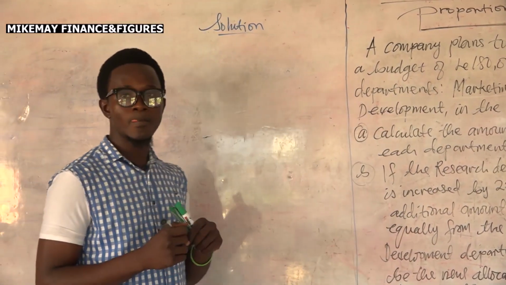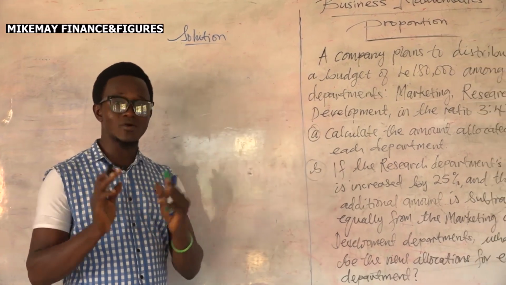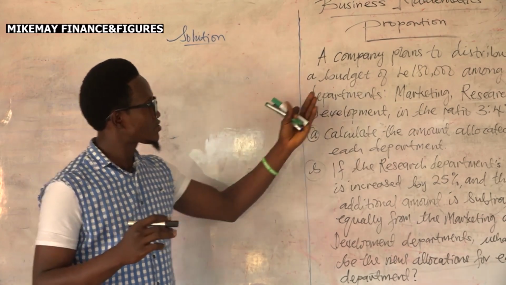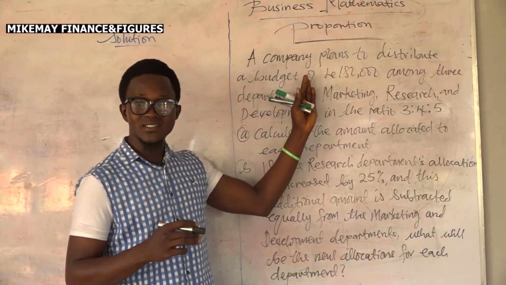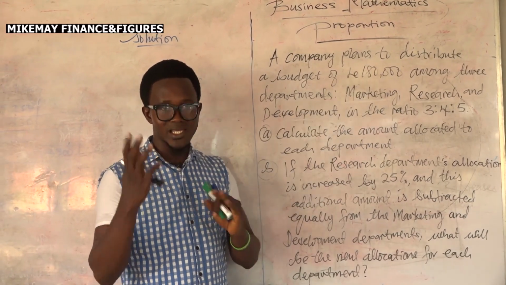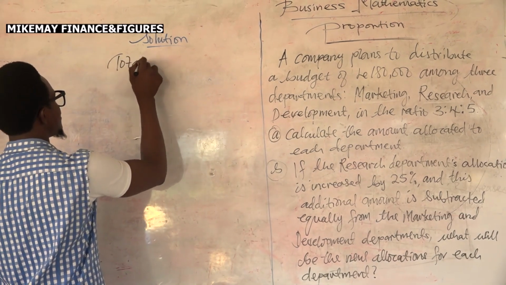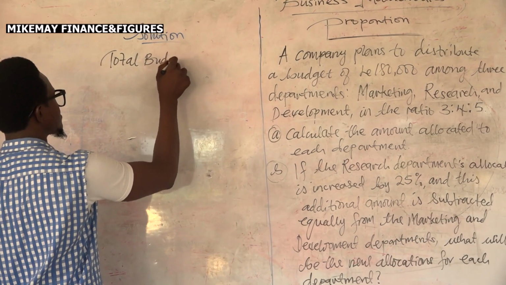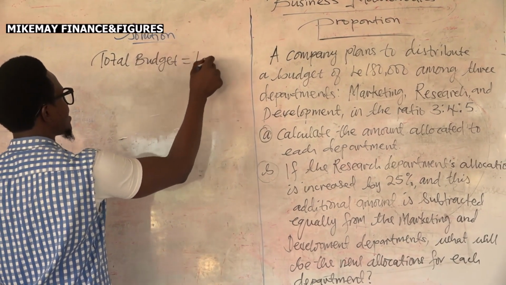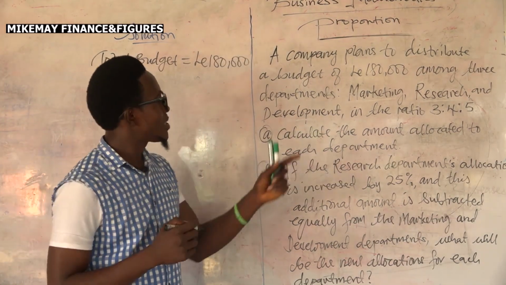Now, solution. I did tell you, at any time you have a problem like this, just go ahead and collect data. Now, let's go back to the problem. The problem has 180,000 loans as the total budget. Let's have it. Total budget. Total budget is 180,000 loans. All right? Now, let's go back.